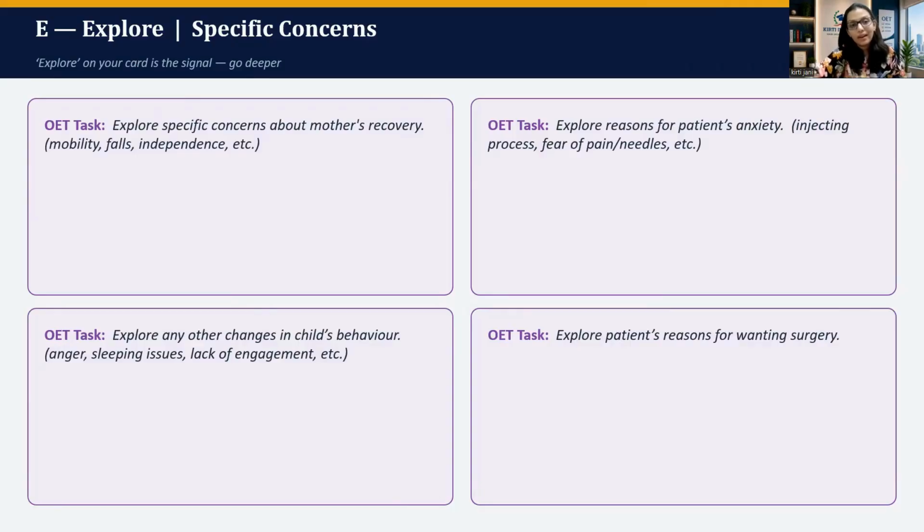But the carer has not covered independence fully. So what you can do in that case is say, "I completely understand your concerns regarding your mother's mobility and fall risk. Apart from that, do you have any other concerns?"